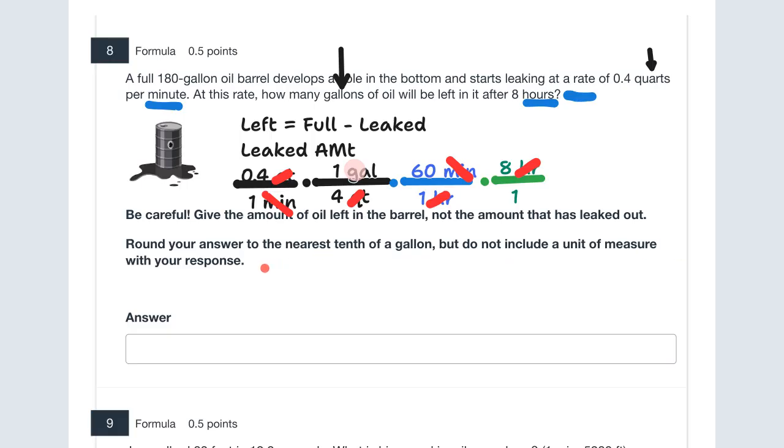So the leaked amount of gallons is 0.4 times 60 times 8, divided by 4. So the leaked amount is the 0.4 times 1 times 60 times 8, and in the bottom I just have a 4, and I'll be left with gallons.